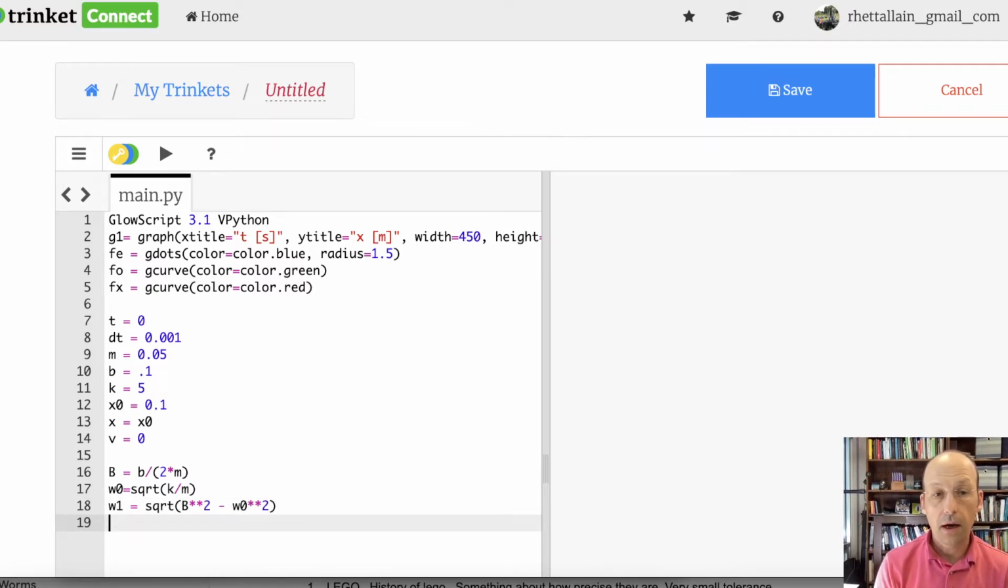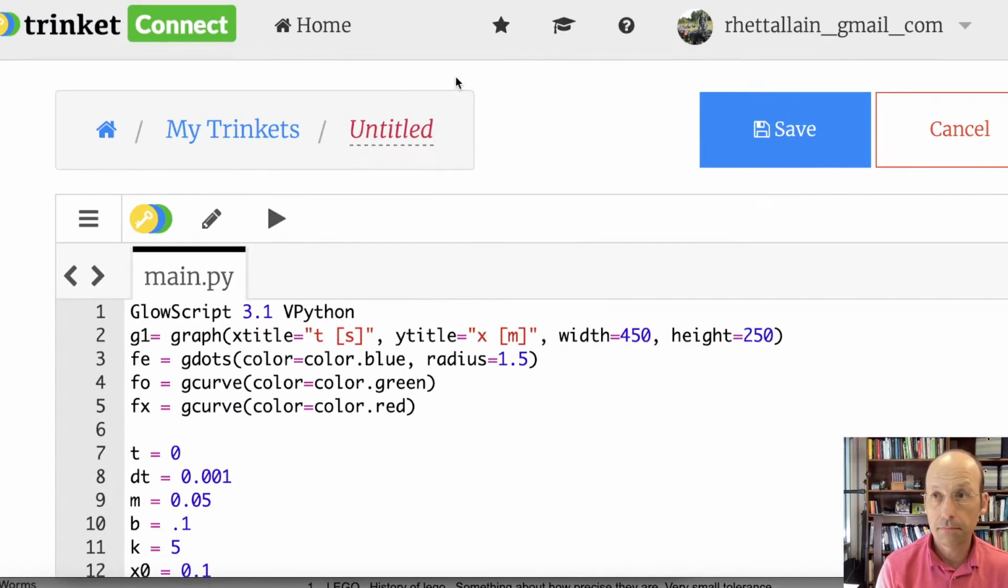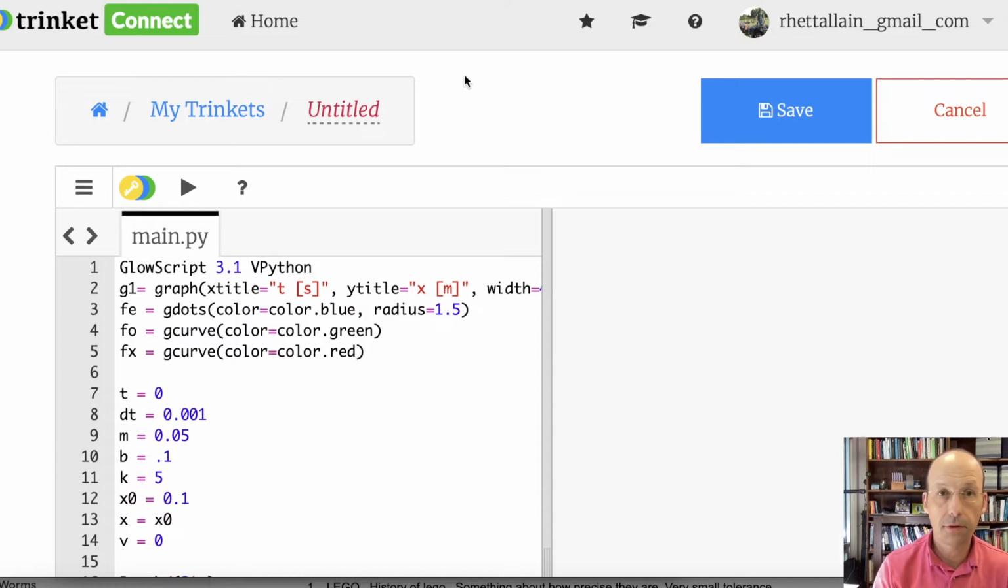That's right. So let's just plot that exponential term. That's all I'm going to do. Okay, so let's say while t is less than 3. Can you see this? Make it a little bit bigger. Too big. Okay, that's good.